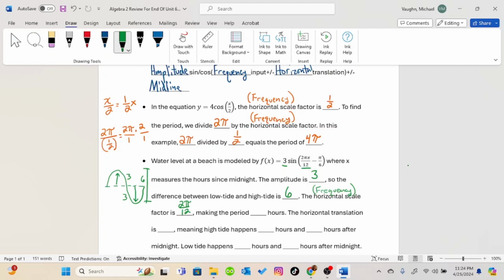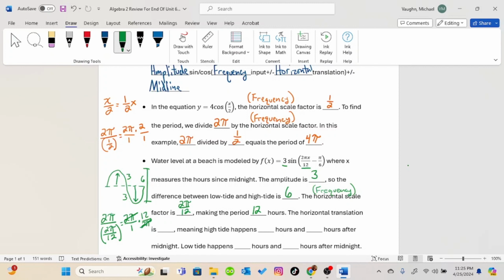To find the period, you take 2 pi and you divide it by the frequency, 2 pi over 12. If you divide by a fraction, you flip it upside down. So this becomes 2 pi over 1 times 12 over 2 pi. The 2 pi's cancel out, and the period is 12 hours.